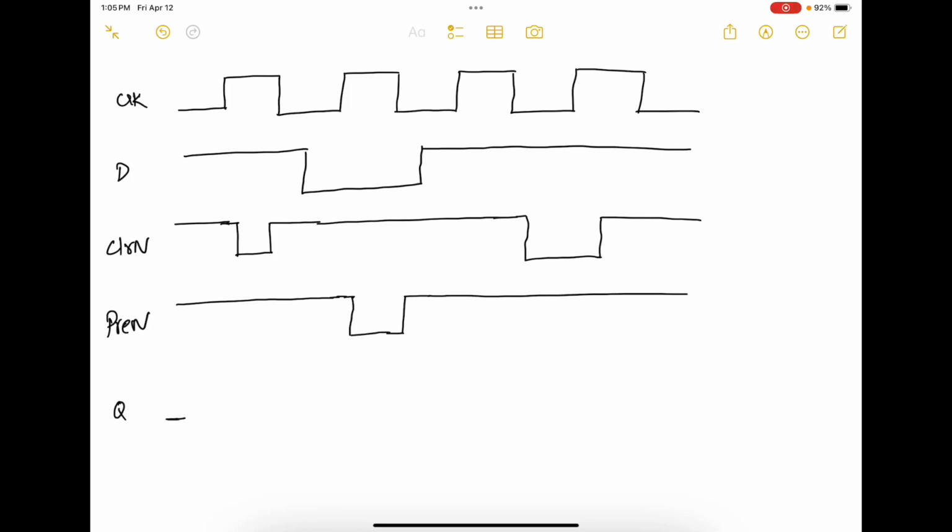Let's take this timing example. Here, this is a rising edge D flip-flop. You have active low ClrN and PreN. And ClrN and PreN are also asynchronous. So the initial value of Q is 0 and you're asked to sketch the value of Q.